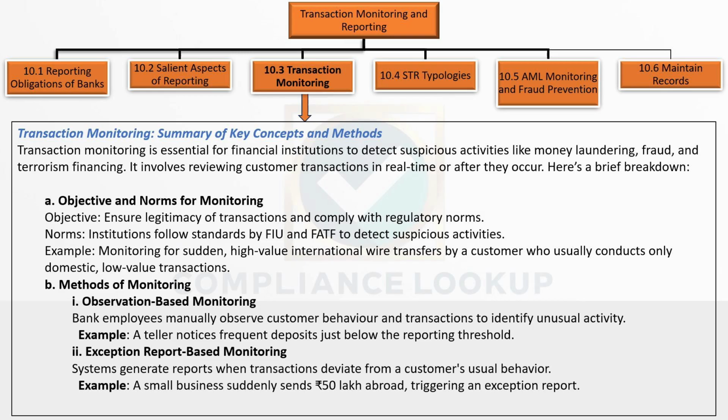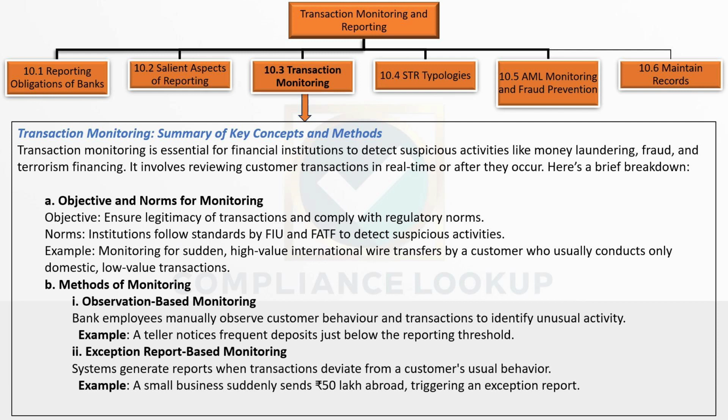Second, exception report based monitoring. In this method, the bank system generates reports highlighting exceptions or deviations from a customer's normal transaction behavior. These exceptions might be transactions that exceed preset limits or sudden changes in behavior. Example. A customer usually makes small, local payments but suddenly sends rupees 50 lakh abroad. The system flags this as an exception, generating a report for further review.